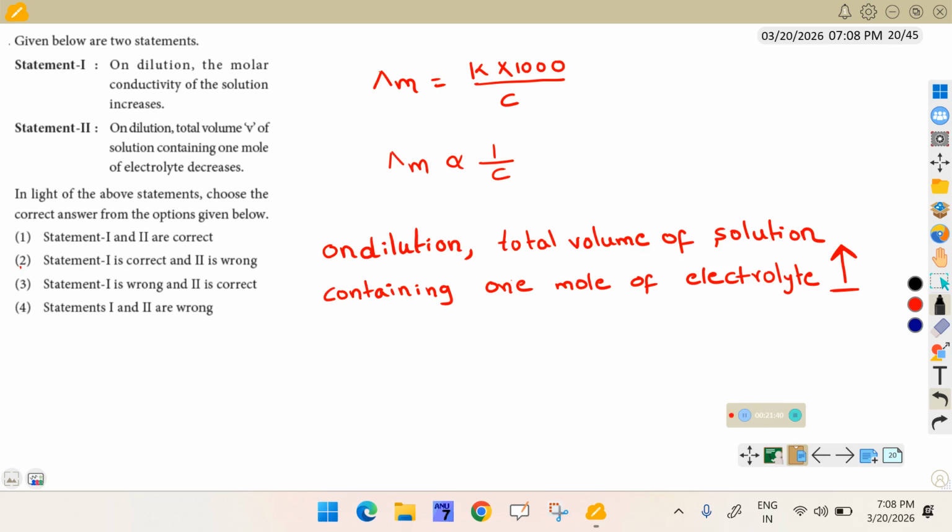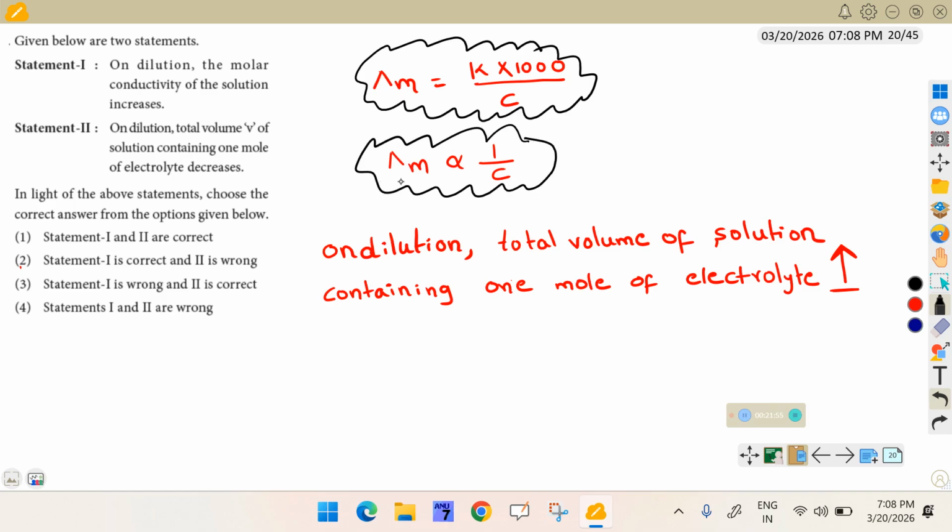Statement 1. On dilution, the molar conductivity of the solution increases. Molar conductivity is calculated by using the formula Km is equal to K into 1000 by concentration. What is the relation between molar conductivity and concentration? Inversely proportional. So on dilution, concentration of the solution decreases, molar conductivity increases. Correct.